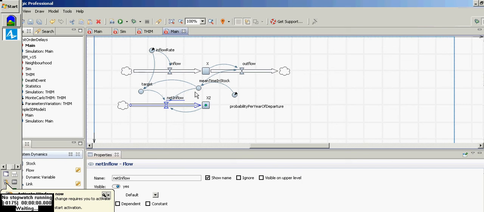This thing is equal to inflow rate minus X over tau, which is none other than what? This guy. These two are equivalent, folks. So these guys here are just another way of writing this one above, and that's what's described here by this bottom one. It includes this mean time in stock and probably per year. So these are two ways of writing a first order delay.